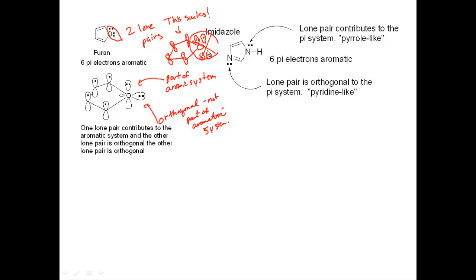Okay, let's look at another compound. This is imidazole. Imidazole is kind of interesting here in that one lone pair actually does contribute to the aromatic system. This one, and we say that this one is pyrrole-like, whereas this one here, notice that nitrogen is now part of a double bond, and this lone pair is orthogonal to the pi system, and we say that this is pyridine-like. Okay, so this is also a 6-pi electron system and aromatic.